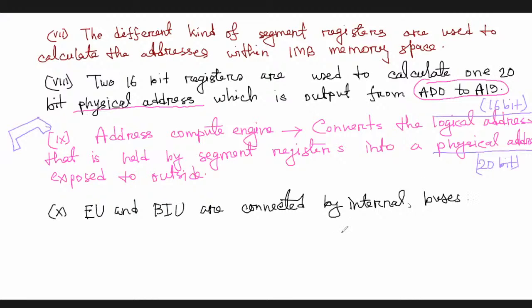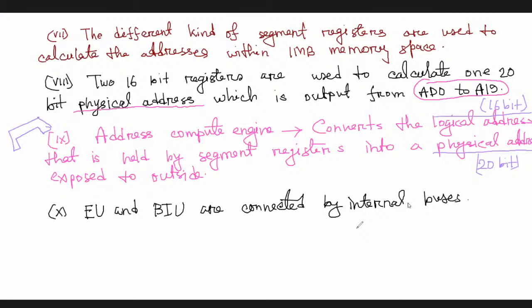Okay, these two units are connected by what? They are connected by internal buses. Now, when the execution unit performs an instruction, what does the BIU do? The BIU brings the instruction, right? We already said that. When the execution unit performs some instruction, the BIU brings the next instruction and places it in the instruction queue. There is a place in the BIU called the instruction queue, and they keep the new instruction there.